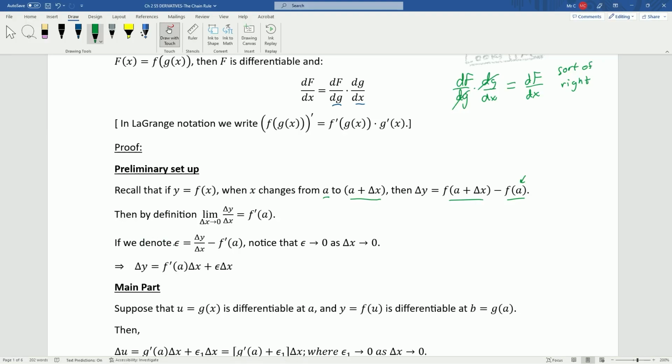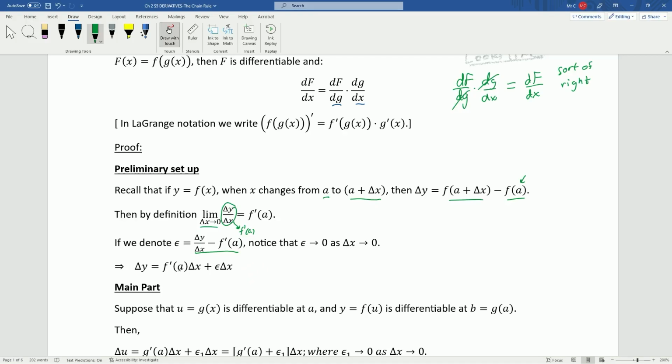So if we denote epsilon equals delta y over delta x minus f prime of a, it should be pretty clear that epsilon will approach 0 as delta x goes to 0. So when delta x goes to 0, this approaches f prime of a. That's what it means to be a limit, right? So if that's approaching f prime of a, then this will approach 0 because it'll be like subtracting f prime of a minus f prime of a.